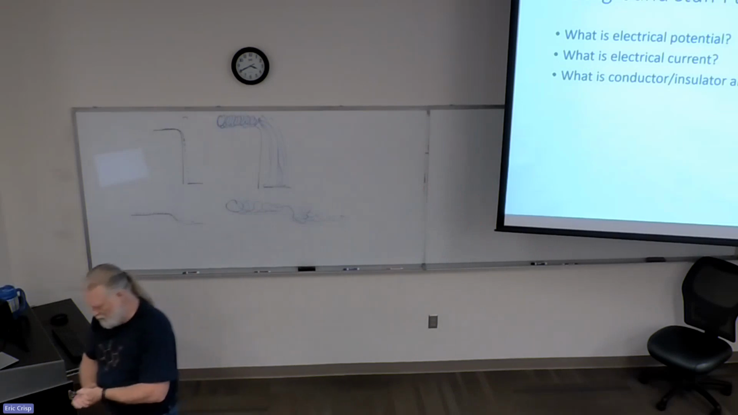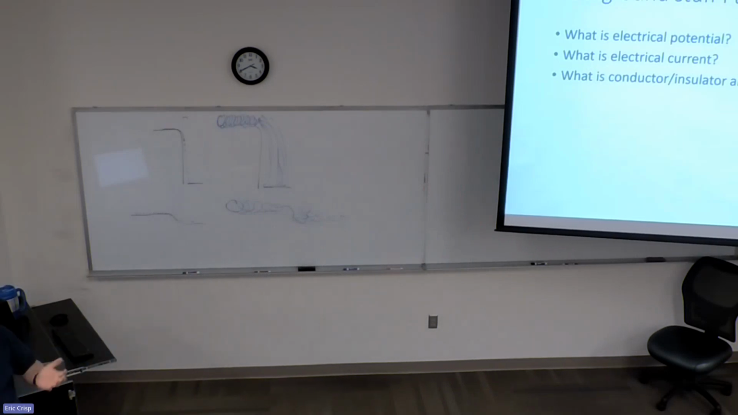And then conductor and insulator. You mentioned ohms, right? That's how we measure resistance. So a high ohm value means a lot of resistance. Why do some things resist?